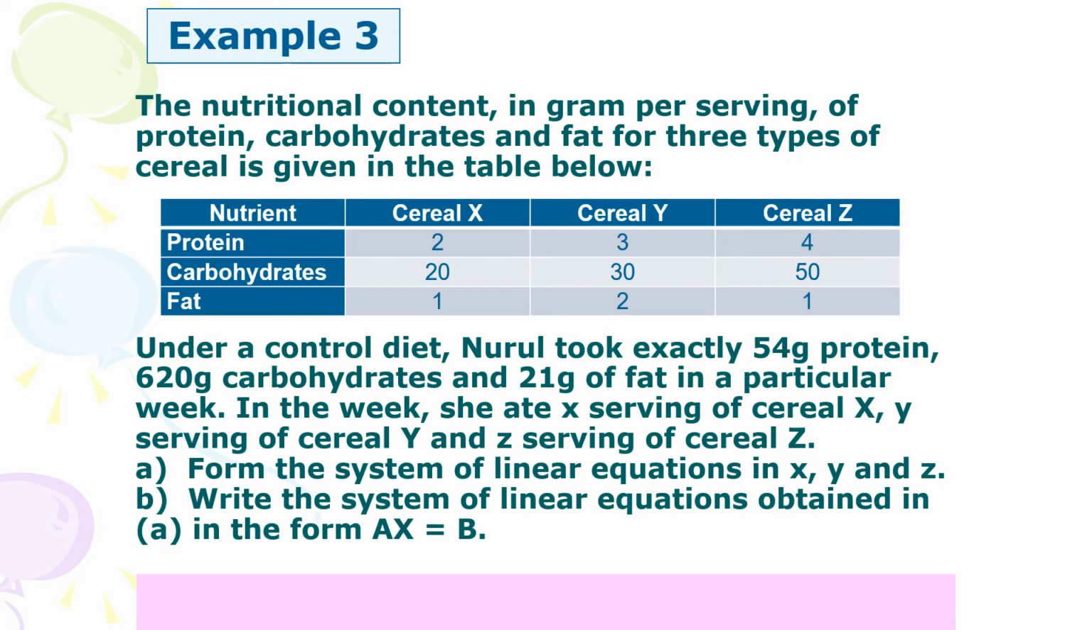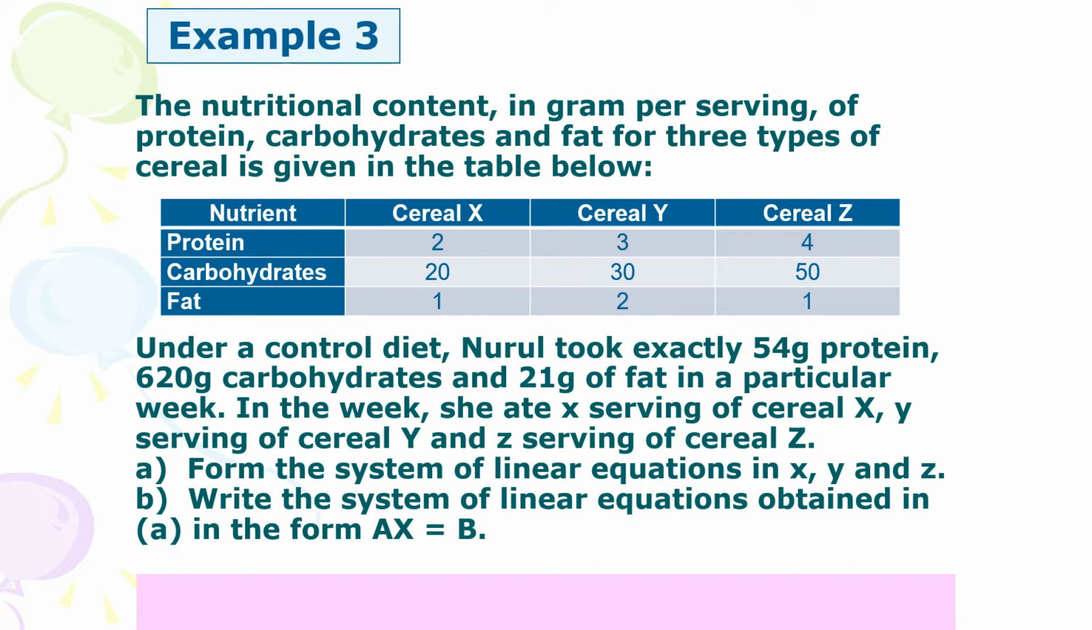Then another example, we can solve this example, which states: the nutritional content in gram per serving of protein, carbohydrates, and fat for 3 types of cereal is given in the table below. Under a controlled diet, Nurul took exactly 54 gram protein, 620 gram carbohydrates, and 21 gram of fat in a particular week.